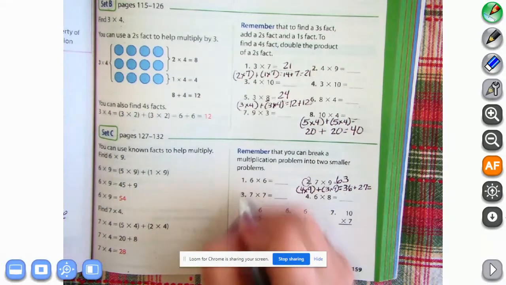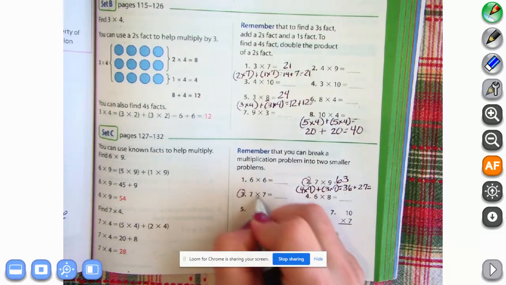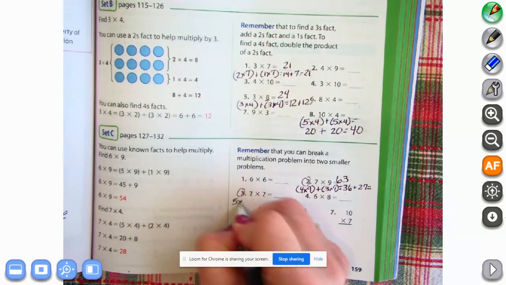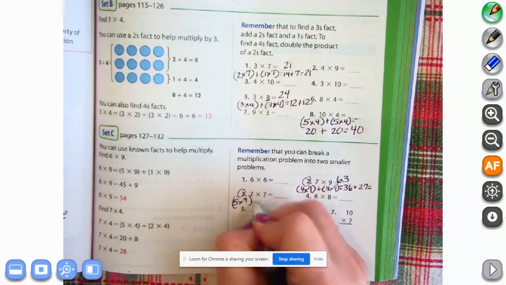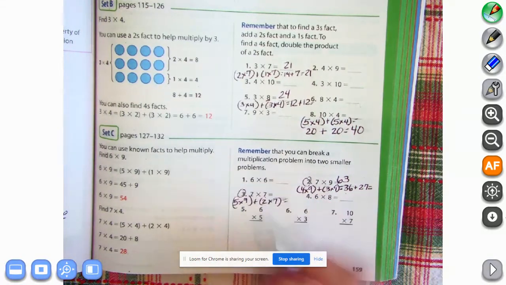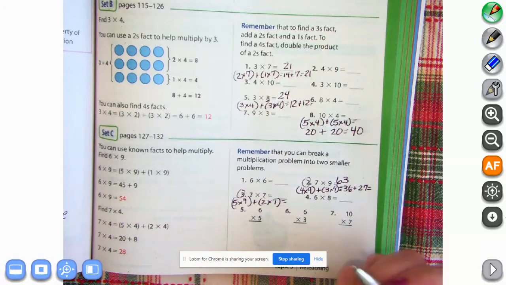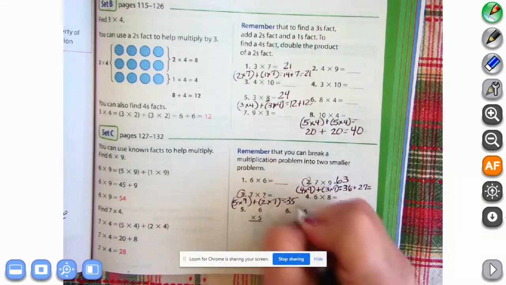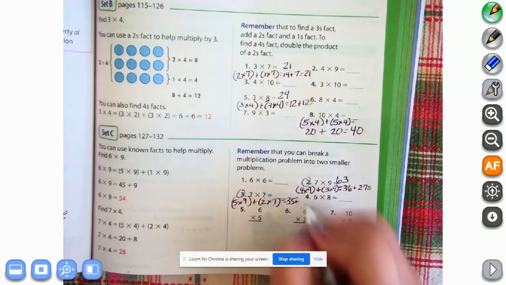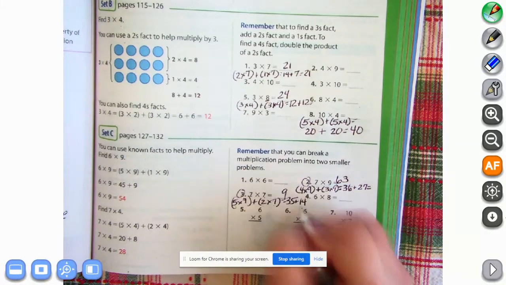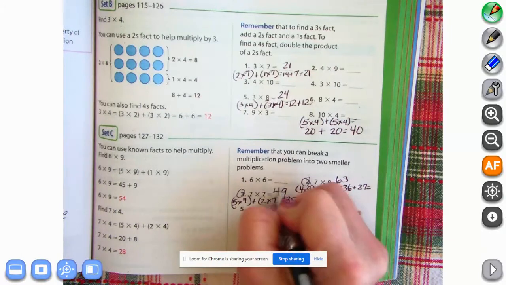Let's do number 3. 7 times 7. We can break that 7 into a 5 and a 2. So if we do 5 times 7 plus 2 times 7. A 5 times 7 would be easy, right? Because we can skip count by 5. So that would be 35 plus 2 times 7 is 14. Now we add 35 and 14 together. 5 plus 4 is 9. 1 plus 3 is 4. 49.